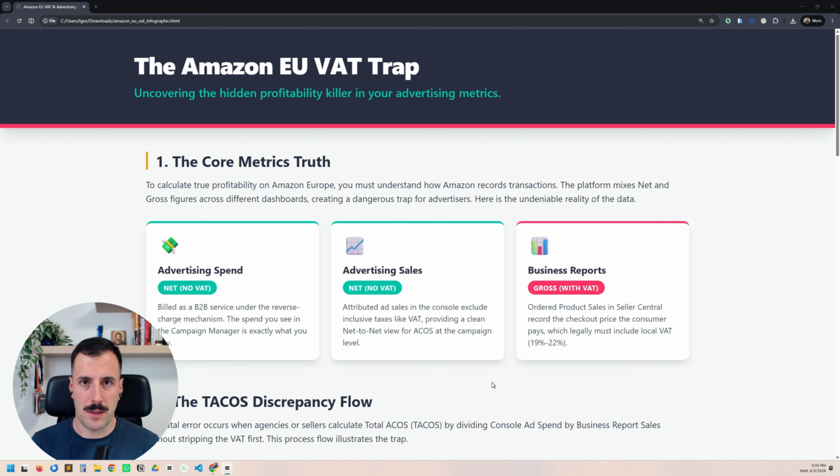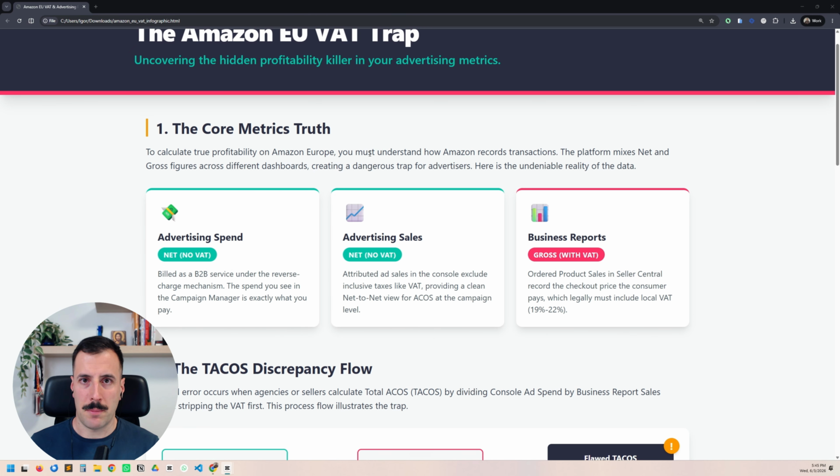So I prepared a little bit of an overview for you here. Bear with me. It's very important to get this right when you start to expand into the EU. So what's the trap? The core metrics to truth. Inside Campaign Manager, inside every other tool that you use for your advertising spend, the numbers are excluding VAT. Advertising sales excluding VAT, but on business reports, it reports gross sales with VAT included.